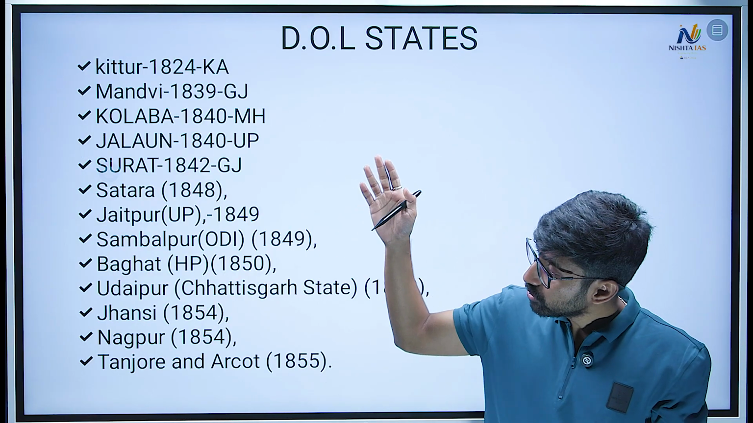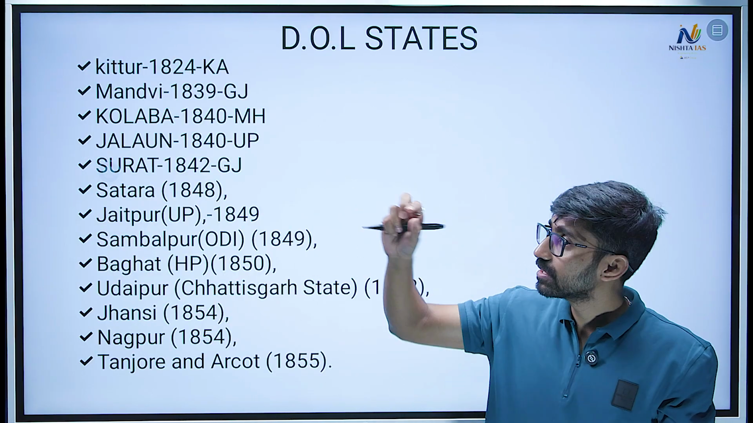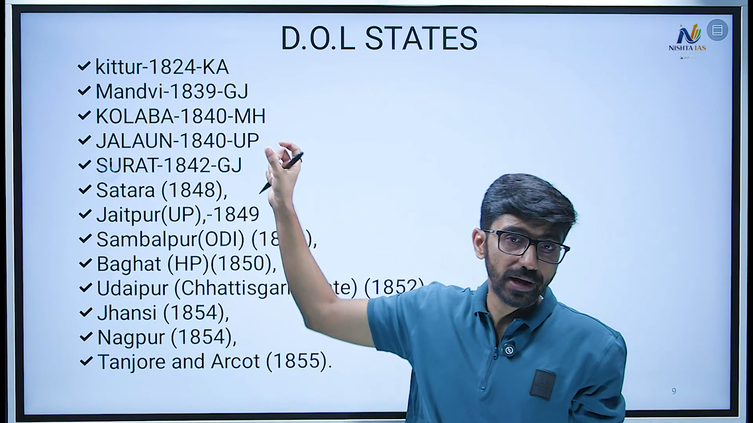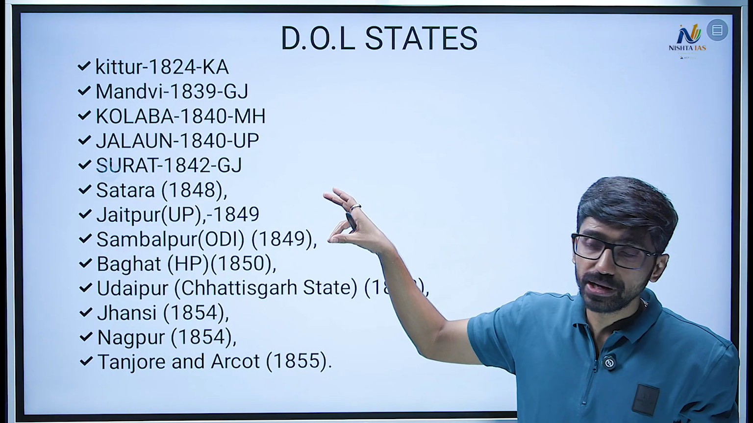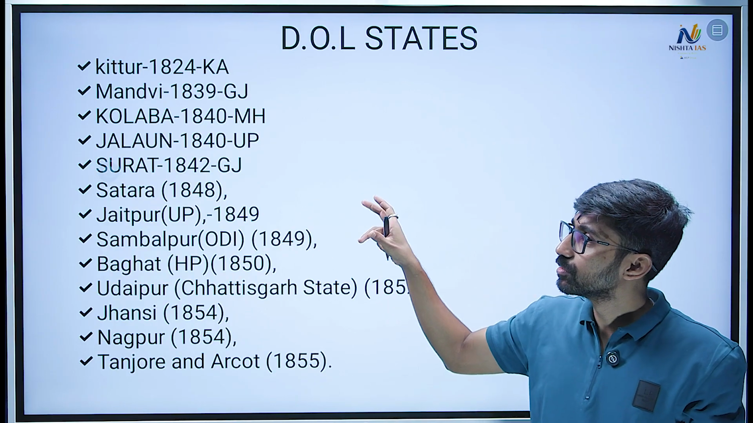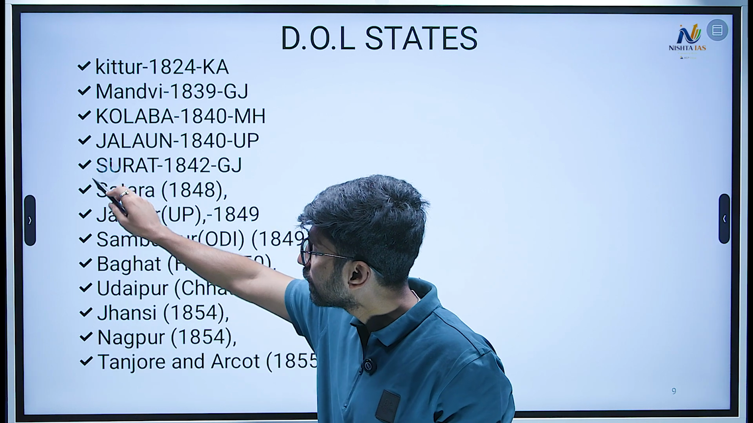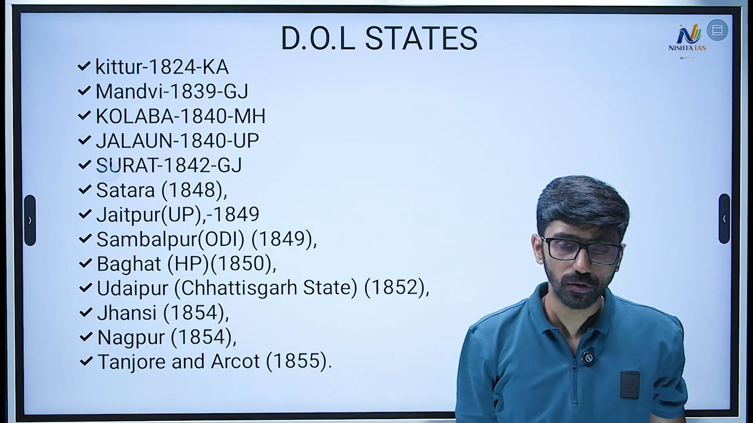And we can talk about the states which were annexed. All the list is here. Kittur is the first state, in Karnataka. Mandvi in Gujarat 1839, Kolaba in Maharashtra 1840, Jalaun in UP in 1840, then Surat in 1842 in Gujarat. So these are the states, and after Satara, these are the states that were annexed by Dalhousie.